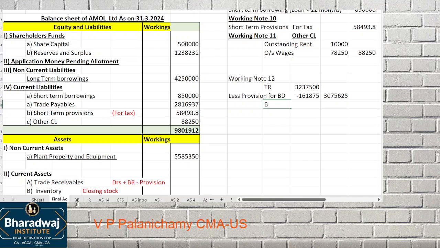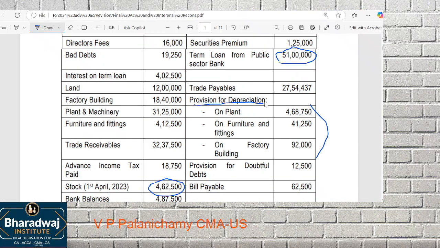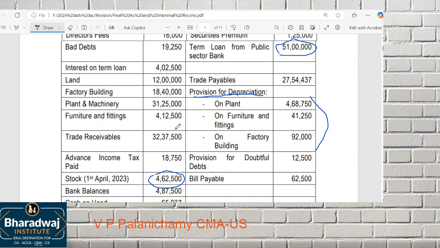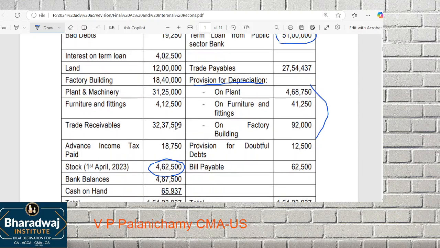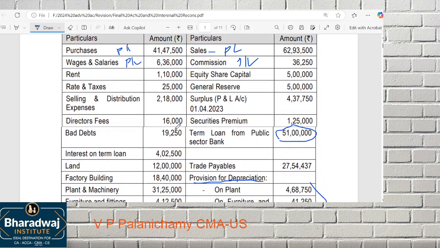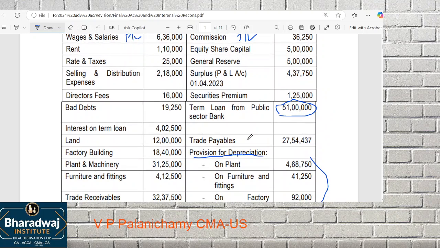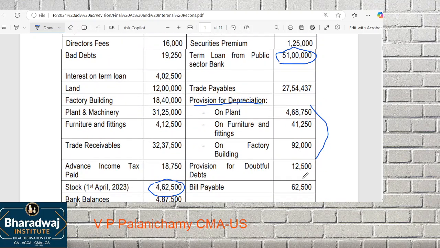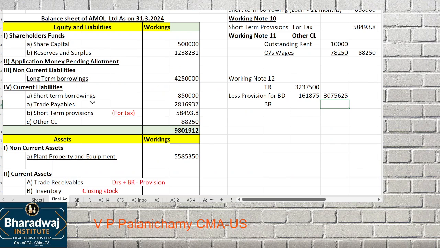Then bills receivable also will be part of your trade receivables only. Is any bills receivable given separately? No, but bills payable is given. Then on the liability side, trade payable, creditors plus bills payable you need to add. Okay, added both. Then debtors, there is no bills receivable, minus provision. We have done the working note. Directly we can take.